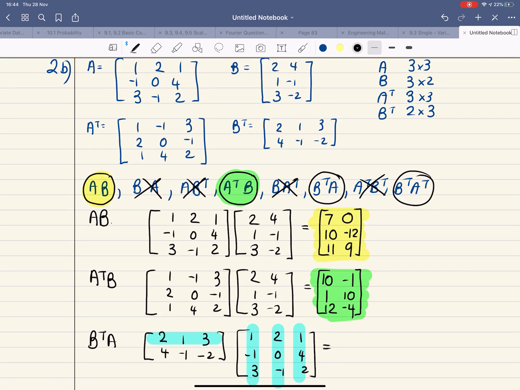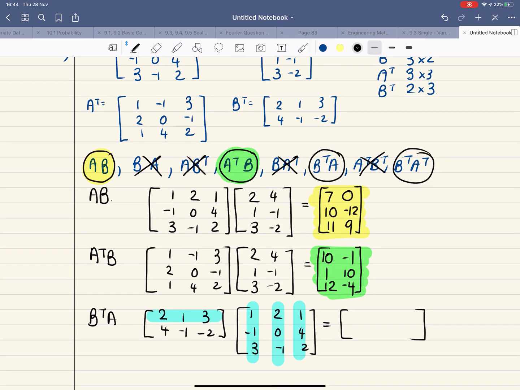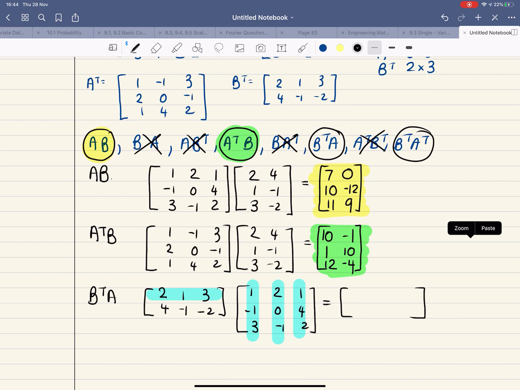B transpose A is 2 by 3, times 3 by 3. So the answer is going to be 2 by 3: 2 rows, 3 columns. So it's going to be one like that. And we'll start off working up the top row. So it's 2 minus 1 is 1, plus 9 is 10.